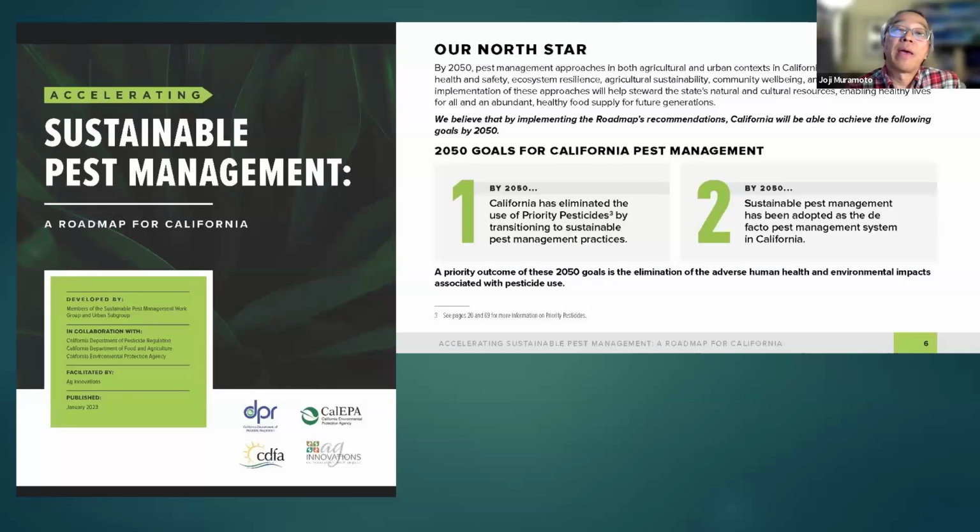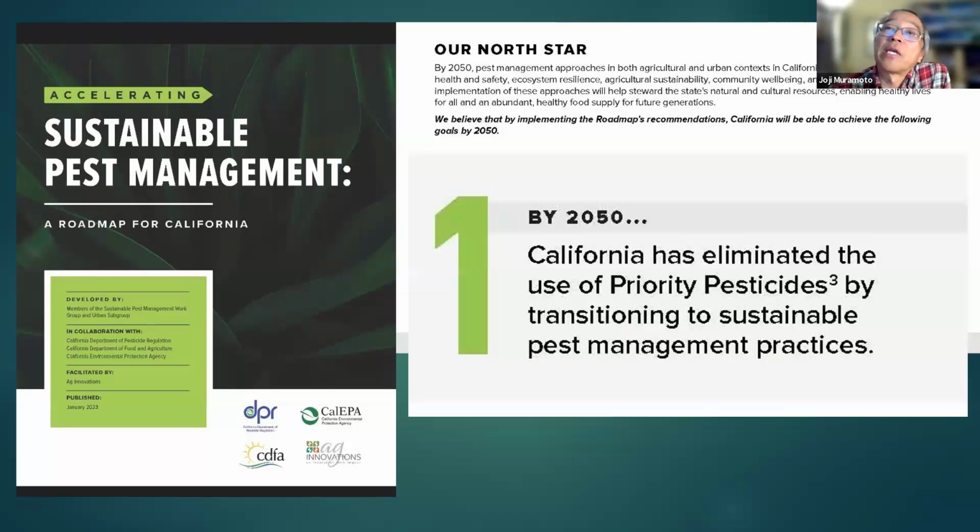CDFA, DPR, Cal EPA and others published the Sustainable Pest Management Roadmap last year, in which they state the goal is that by 2050, California has eliminated the use of priority pesticides by transitioning to sustainable pest management practices. They haven't defined what priority pesticides are just yet, but they're going to decide what they are. And most likely, fumigants are included in this because of the amount of use and toxicity. But if that's the case, the next 25 years to 2050 is very important to work more on fumigant alternatives.